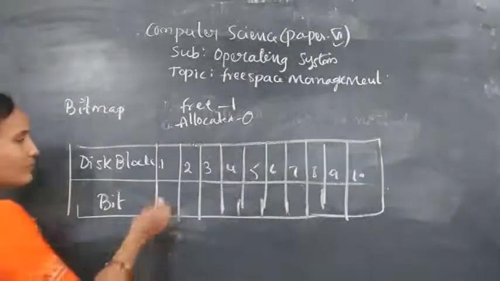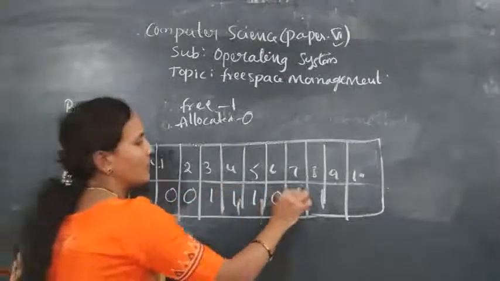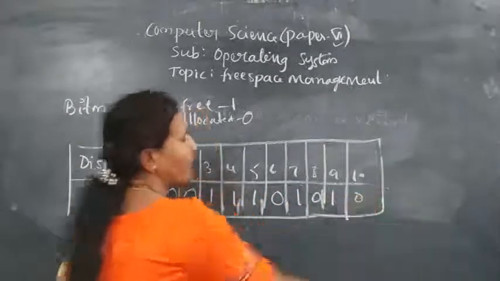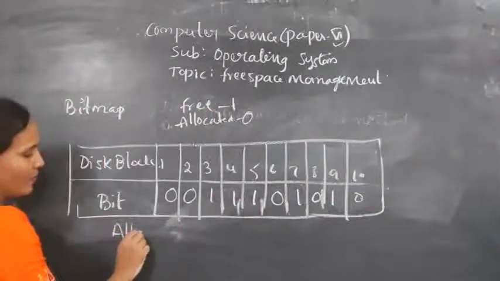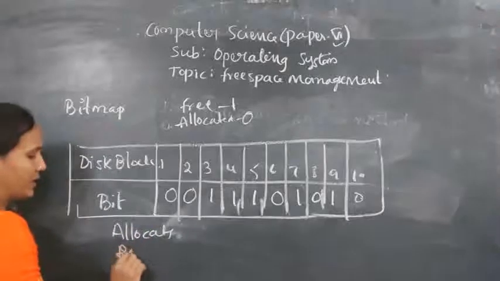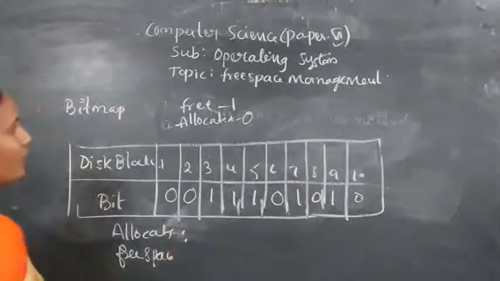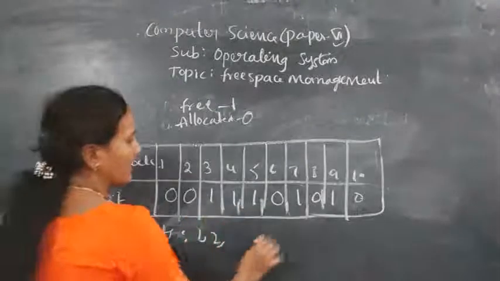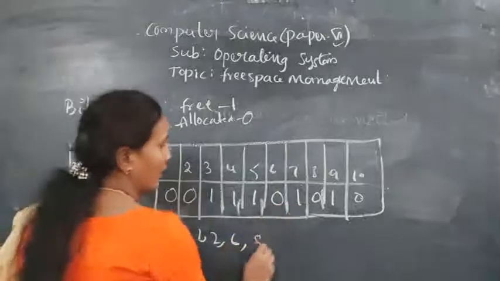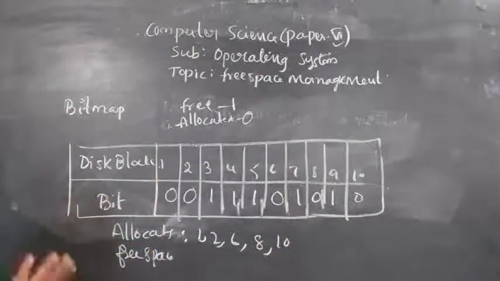Example: 0, 0, 1, 1, 1, 0, 1, 0, 1, 0. Now you tell me how many blocks are allocated, and what is the free space list? Allocated means zeros: first block, second block, 6th block, 8th block, 10th block. These blocks are already allocated to some files.